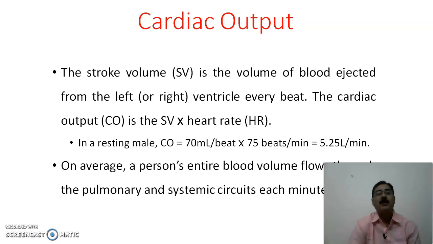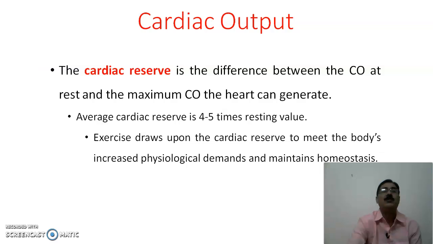And if in a human being the heart beats 75 times per minute, approximately 5.25 liters of blood is pumped to the body organs. So on average we can say a person's entire blood volume flows through the pulmonary and systemic circuit each minute.